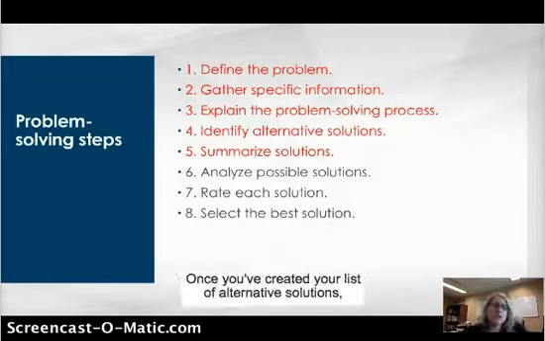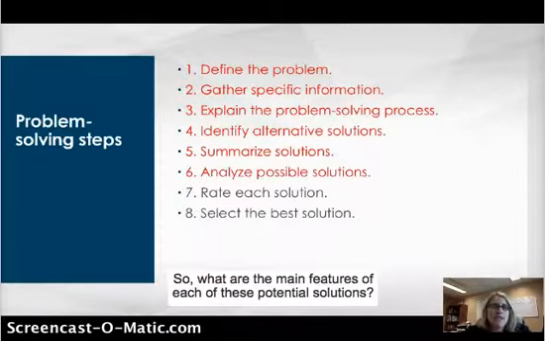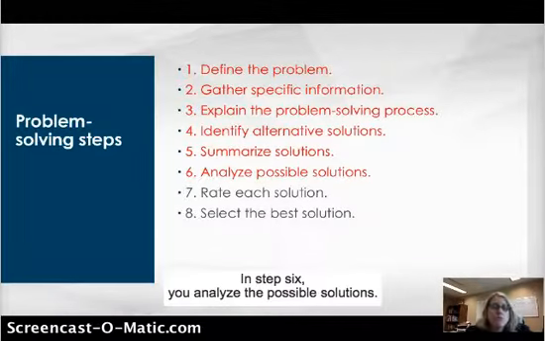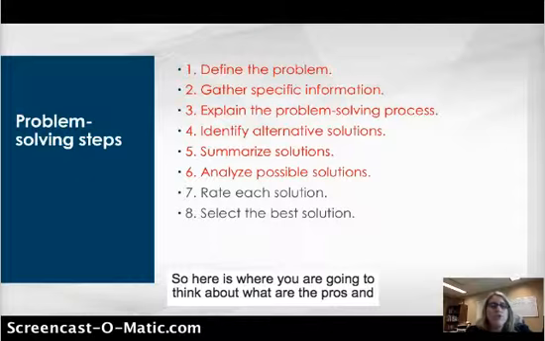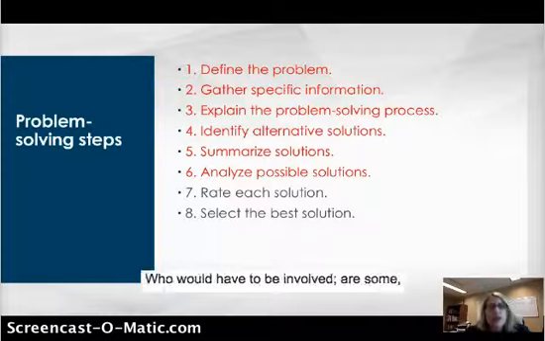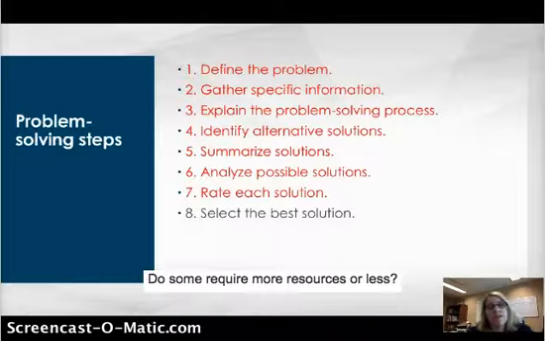Once you've created your list of alternative solutions, it's time to summarize the solutions. So what are the main features of each of these potential solutions? In step 6, you analyze the possible solutions. So here's where you're going to think about what are the pros and cons of potential solutions. What are their costs and benefits? Who would have to be involved? Do some seem to be more feasible or less feasible? Do some require more resources or less?